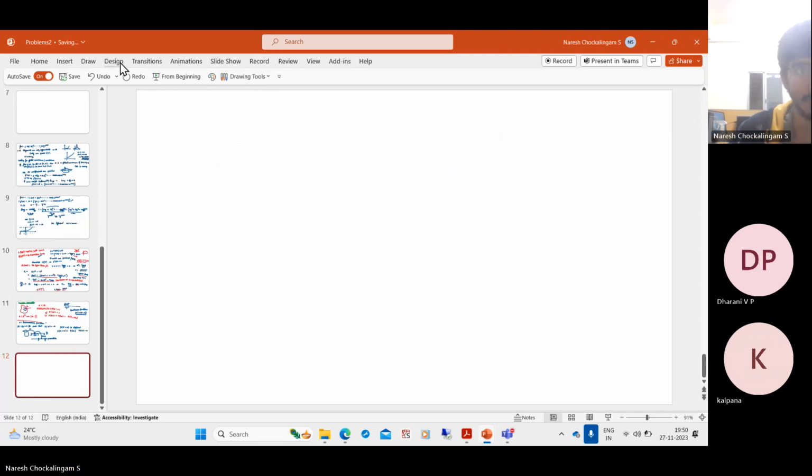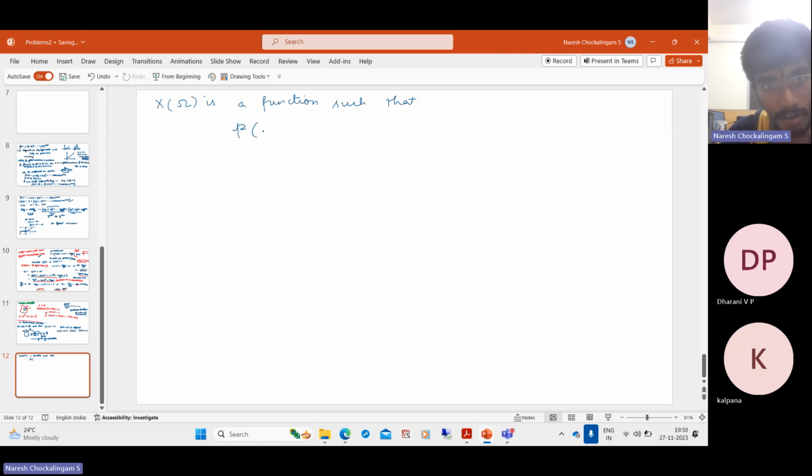So the random variable X of omega is a function such that the probability of X equal to a given number a on the real line is equal to the probability of the event of all omega where X of omega is equal to a.